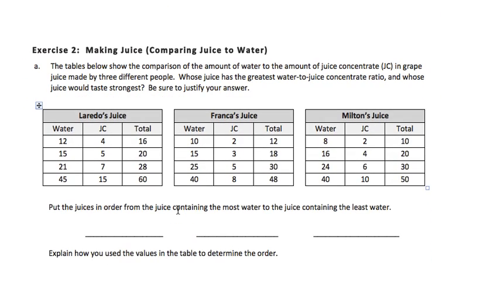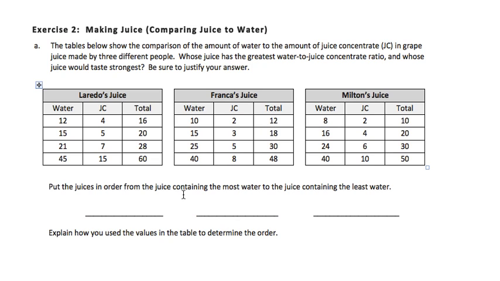Exercise 2 has some juice mixtures that 3 people have put together, and they have added different amounts of water and juice concentrate. So what we need to do is to put the juices in order from the most water to the juice containing the least water. There are a variety of different ways we can do this, but for the ease of this exercise, I'm going to take the water to juice ratio and simplify that, divide it just like we did in the last.